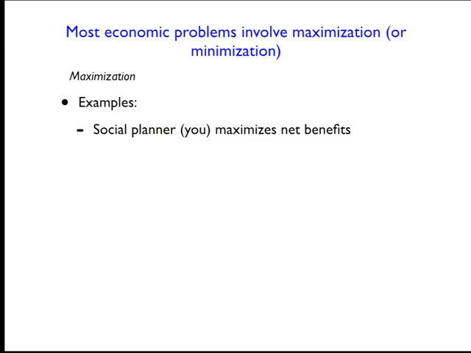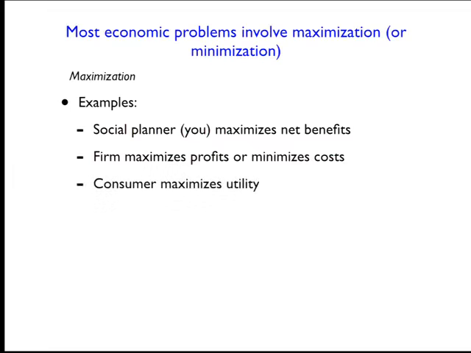So most economics problems basically involve either maximization or minimization. So you're either trying to maximize utility, profits, social welfare, or you're trying to minimize costs. If you're the social planner, just to give a bunch of examples, you want to maximize net benefits, taking into account private costs, private benefits, and social costs and social benefits. If you're a firm, usually you're interested in either maximizing profits or minimizing costs, depending on which part of the firm's production function you're looking at. Consumers are interested in maximizing utility.